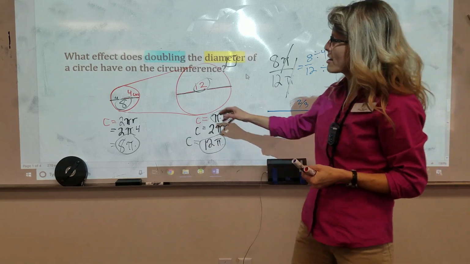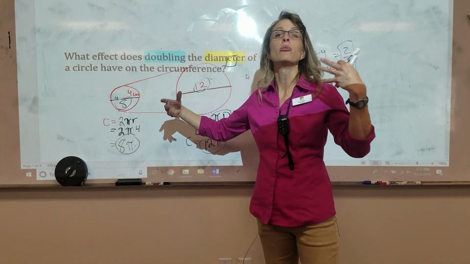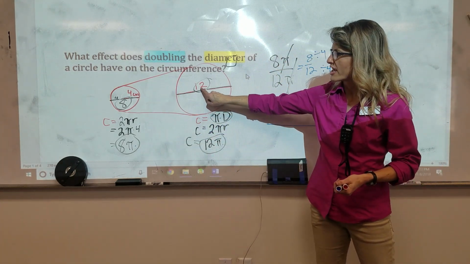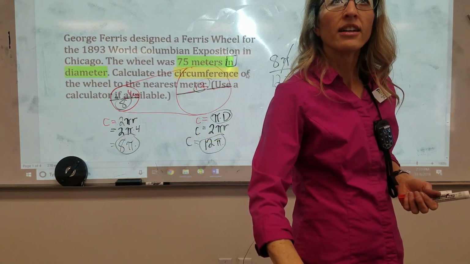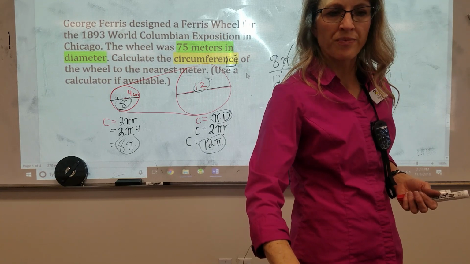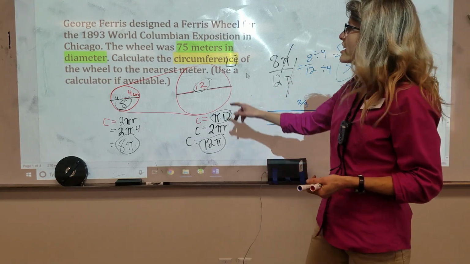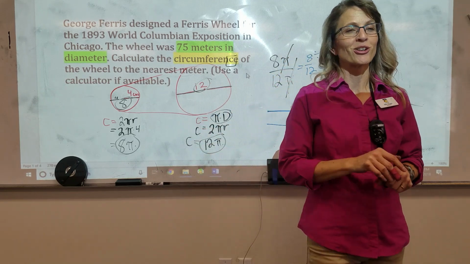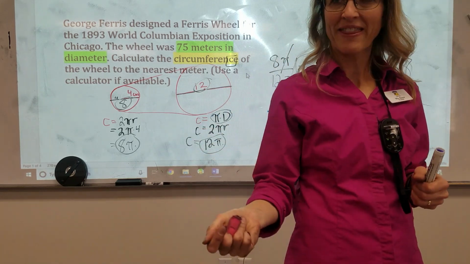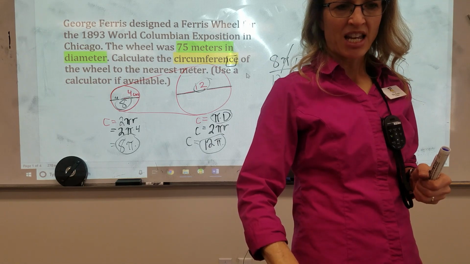If I doubled the diameter of this, I would double the circumference. If I doubled this diameter, I would also double the circumference. And we're going to skip the last question. If it ever asks you, calculate it to the nearest meter, you're going to be using your pi button on your calculator. What will you use on your calculator? Get ready? Pi. Your pi button. And then it says round it when you're done.